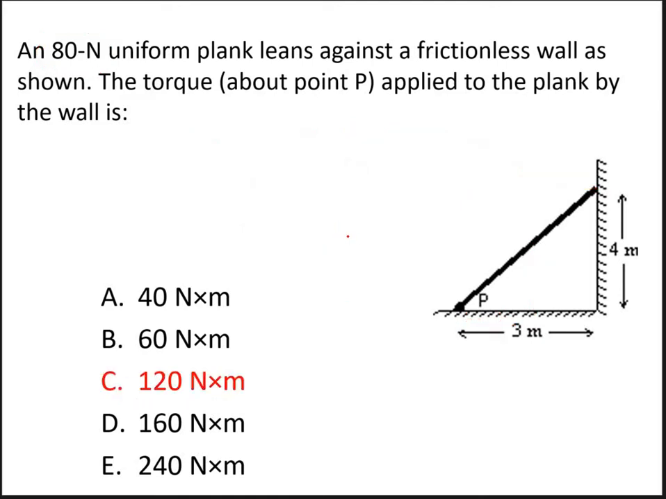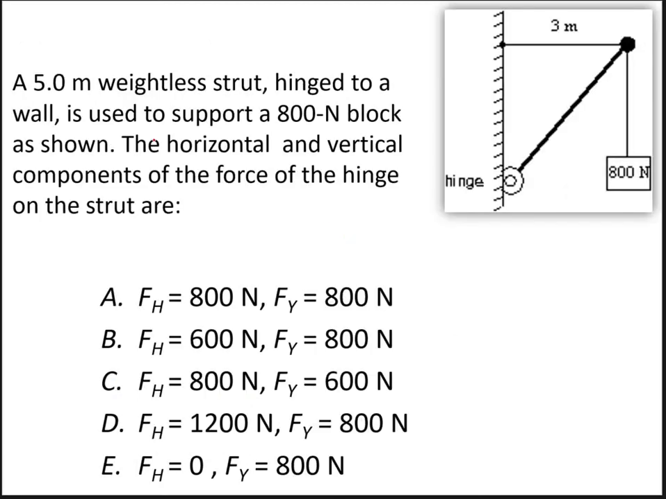Okay, so let's look at this problem. In this case, you have a weightless strut, and the length of the strut is 5 meters, and it's used to support an 80 Newton weight, the weight of the block that is hanging over here. You have to find the horizontal and vertical components of the force of the hinge. So there's a force acting from the hinge. It has a horizontal component, Fx, and then a vertical component, Fy.